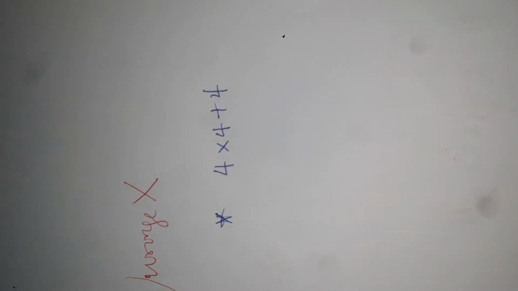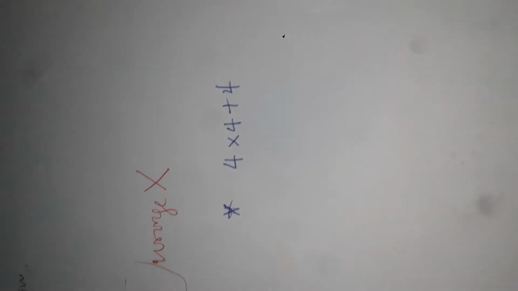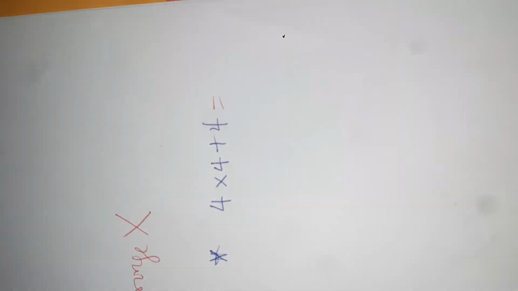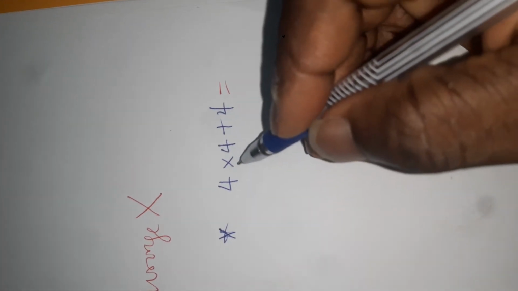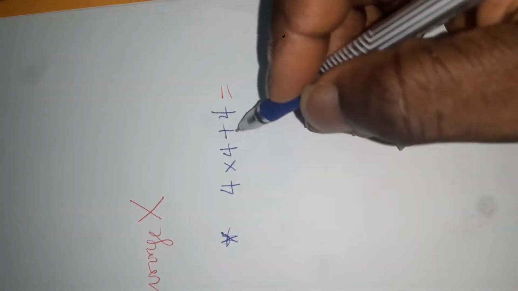4 multiplied by 4 plus 4. I need you to try this. What will be your answer? 4 multiplied by 4 plus 4. Now the operations are what? Multiplication and addition. That's the operation.